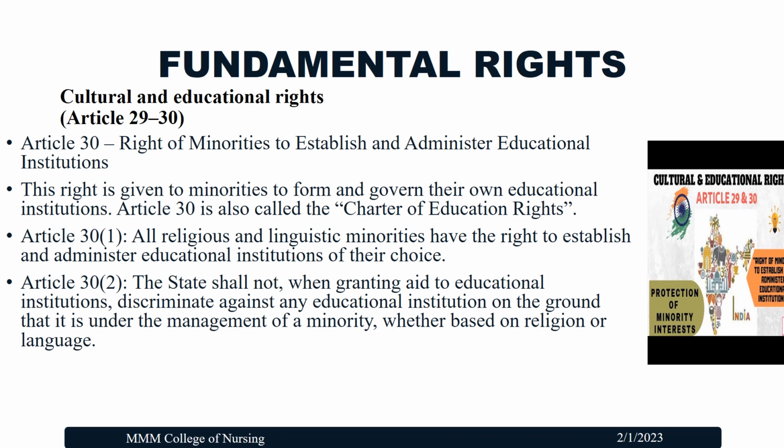Cultural and educational rights. Article 30, right of minorities to establish and administer educational institutions. This right is given to minorities to form and govern their own educational institutions. Article 30 is also called the Charter of Educational Rights. Article 30 again, all religious and linguistic minorities have the right to establish and administer educational institutions of their choice. And the state shall not, when granting aid to educational institutions, discriminate against any educational institution on the ground that it is under the management of a minority, whether based on religion or language.